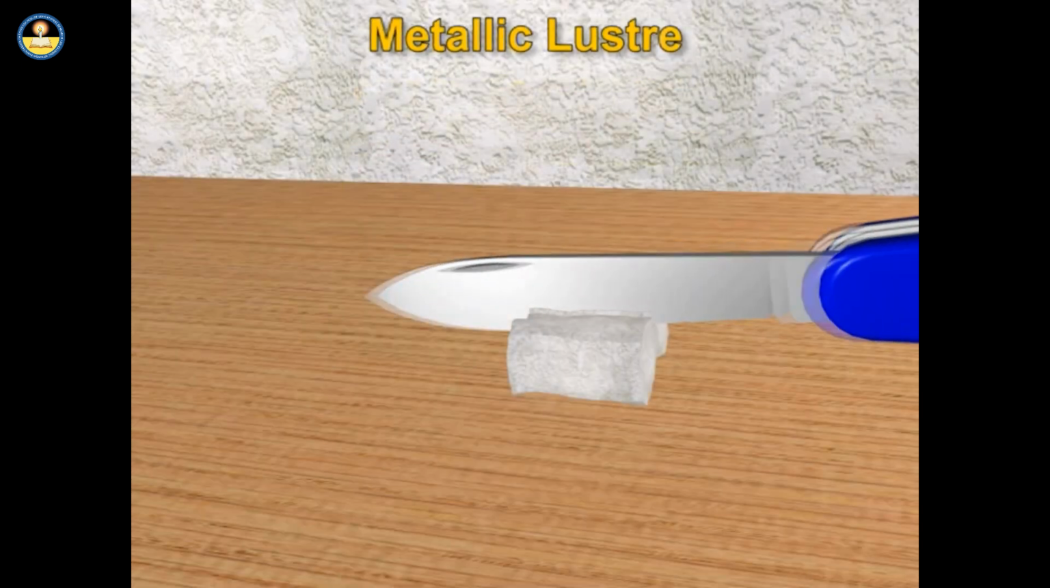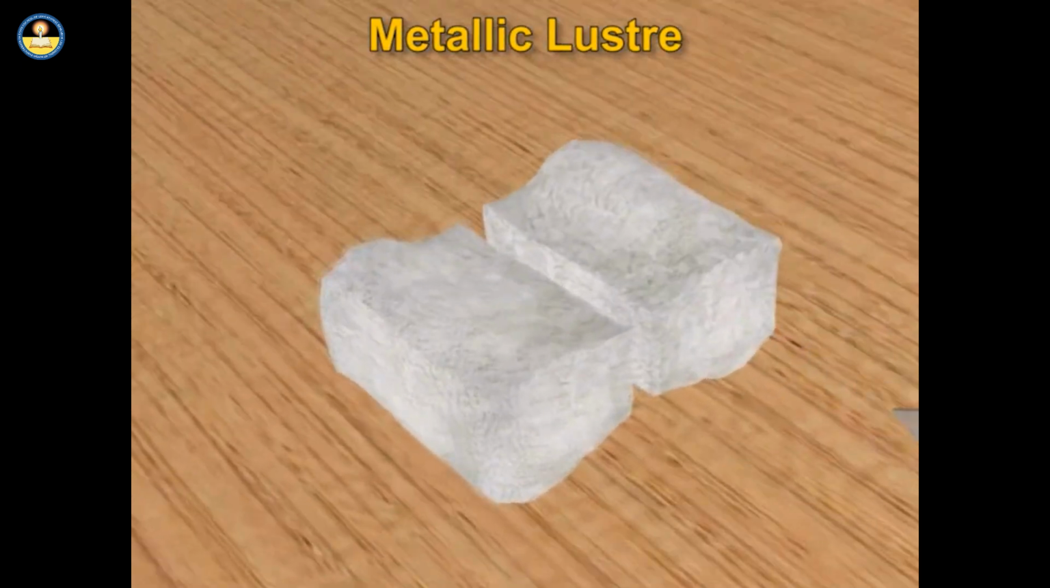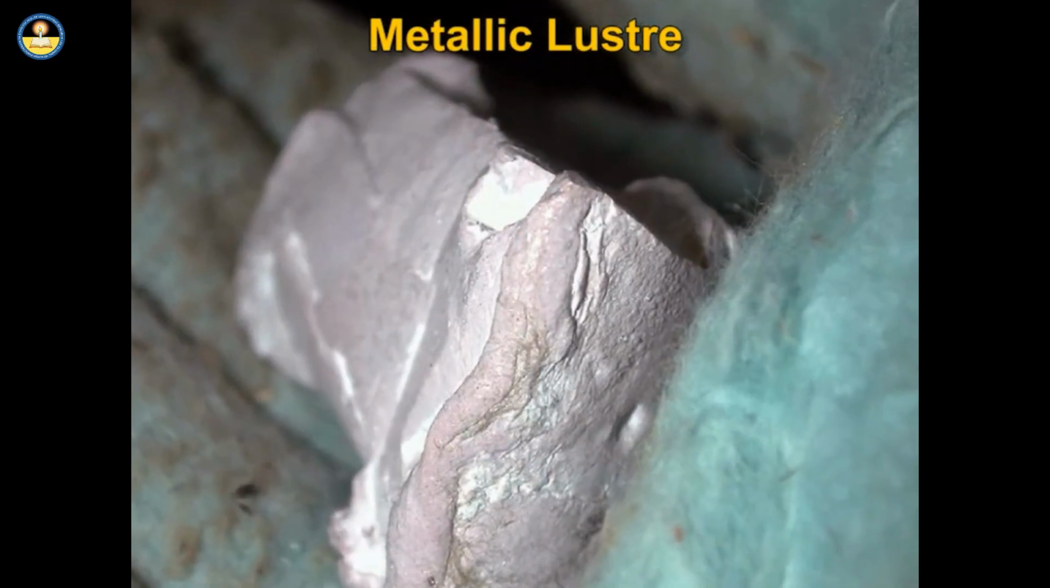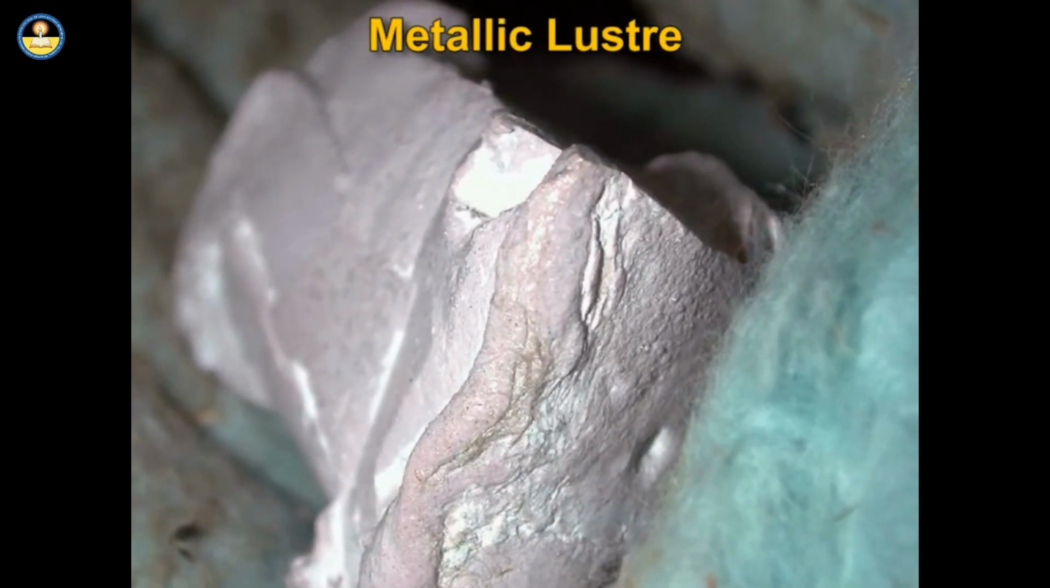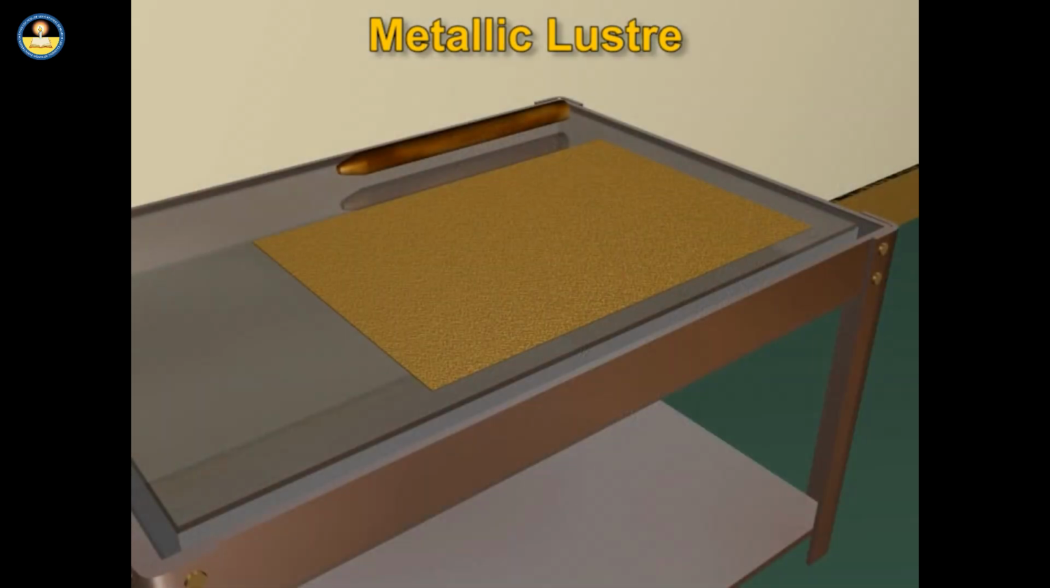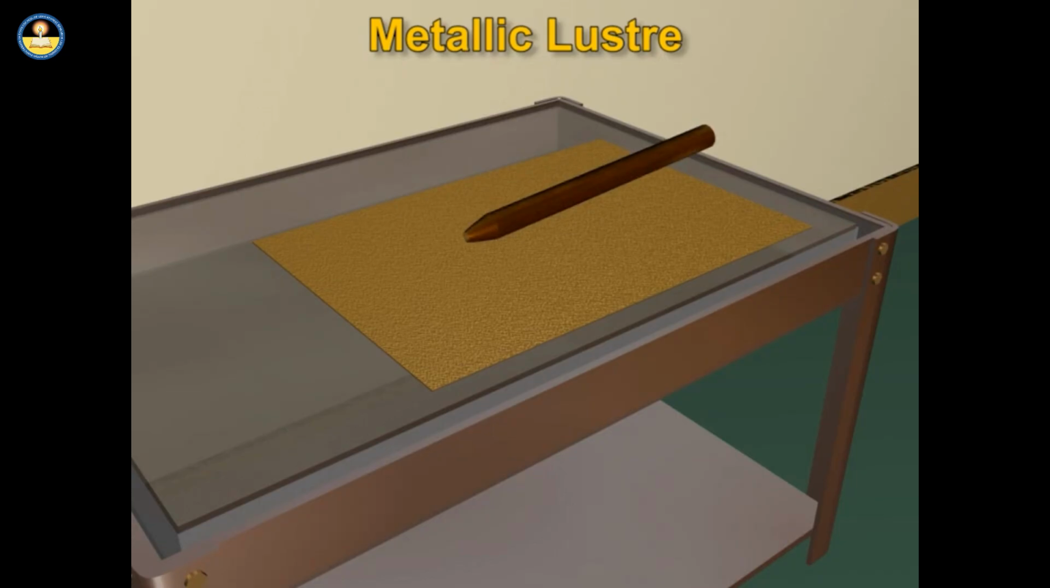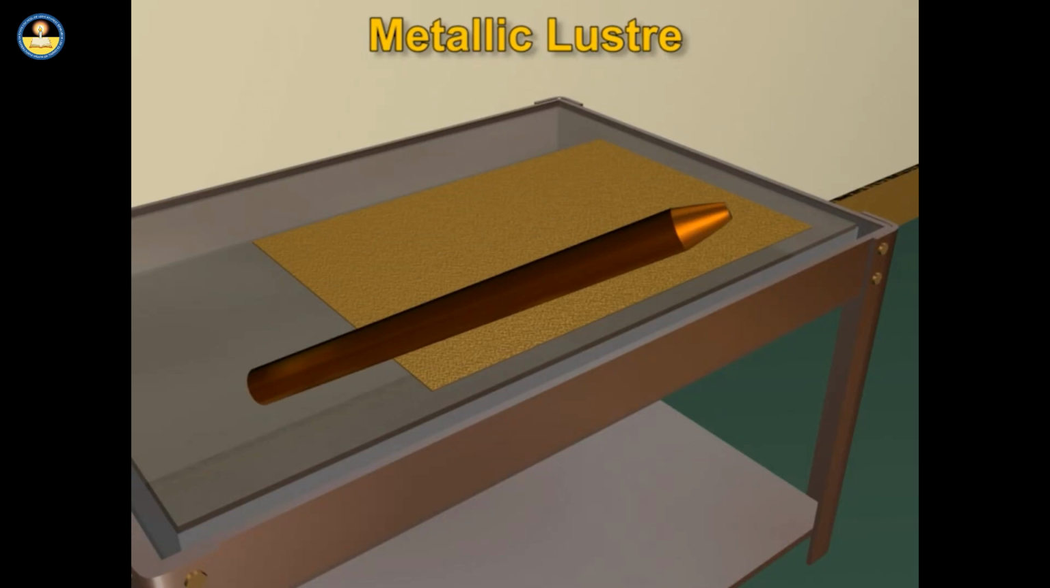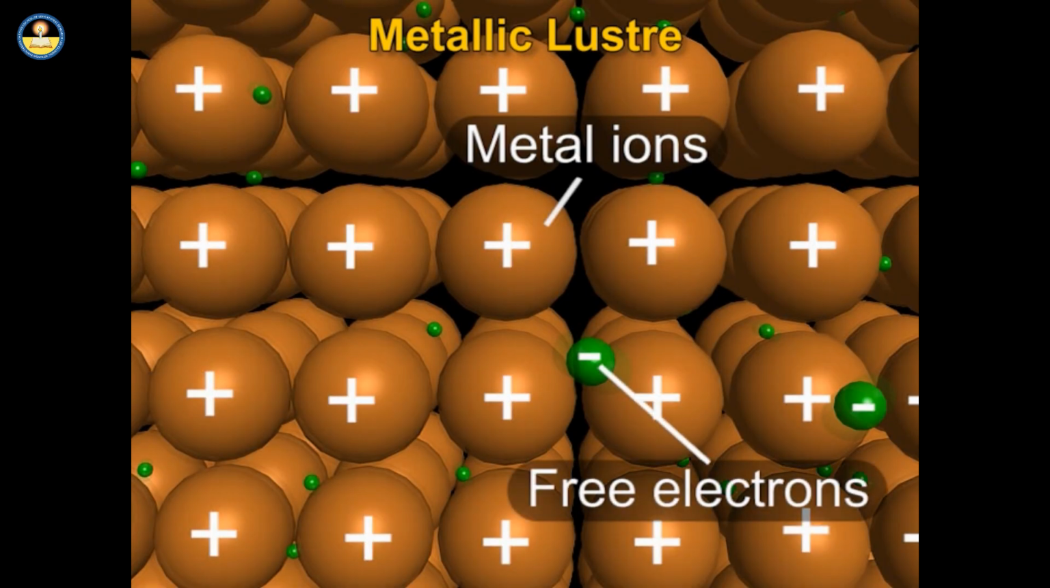Metallic luster. If we observe a freshly cut surface of metal, we will notice that it has a shining appearance. This is called metallic luster. When we rub the surface of a clean copper rod with sandpaper, we find that copper has a shiny surface. So we conclude that all metals have a shiny surface. These can be polished. This shine is due to the presence of free electrons in them.